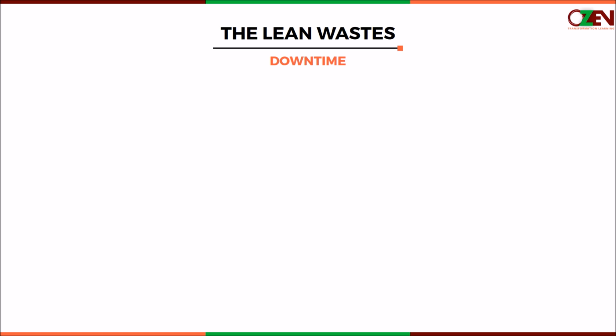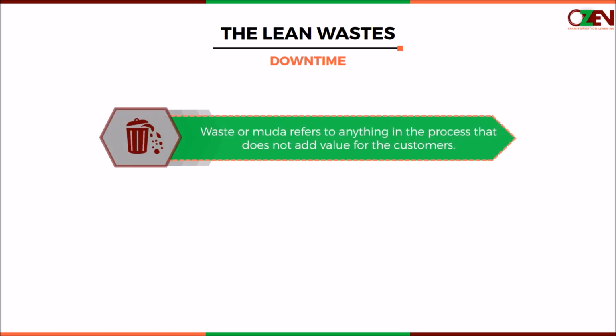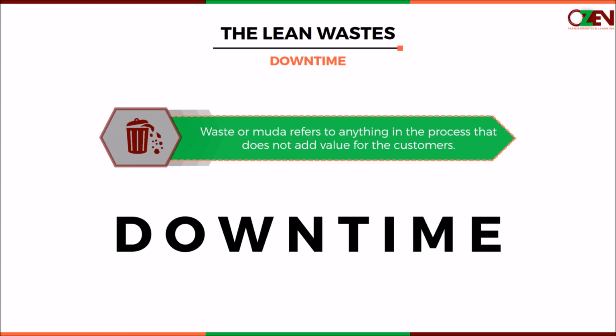Waste or muda refers to the steps or activities in any process that do not add value for the customers. A Greenbelt professional should be able to identify these wastes in the processes. There are 8 types of lean waste. One can use the acronym DOWNTIME to remember them. Let's learn about these in detail. Click on each acronym to know more.